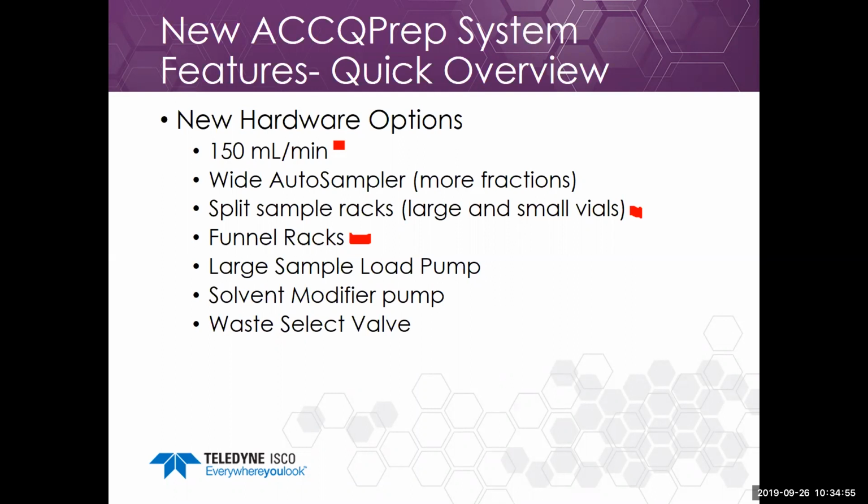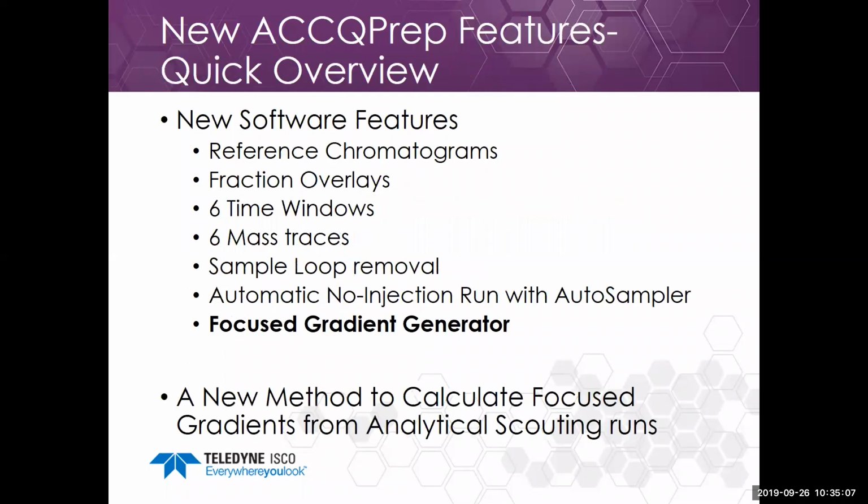Solvent modifier pump, waste select valve, so that if you have several different samples in the queue with the auto sampler, you don't mix up your waste with everyone else's just in case you have something of interest. We have reference chromatogram. I just mentioned the fraction overlays earlier. Those are used with time windows. We can run 6 mass traces. We can run a 4.6 millimeter column and have it run very well because we remove the sample loop during the run.